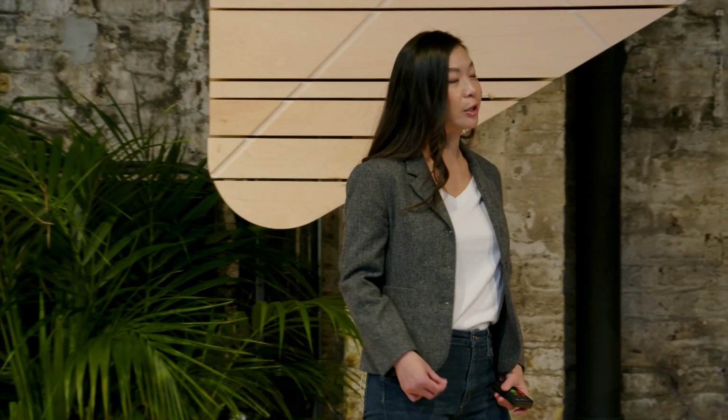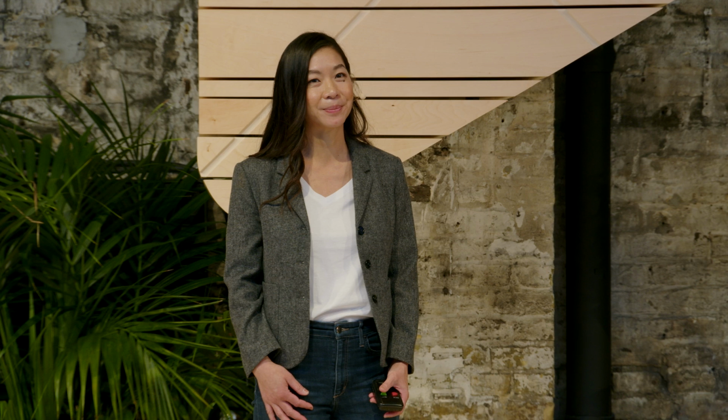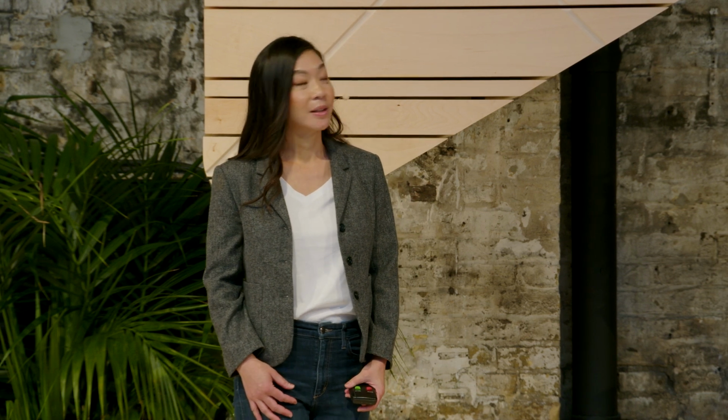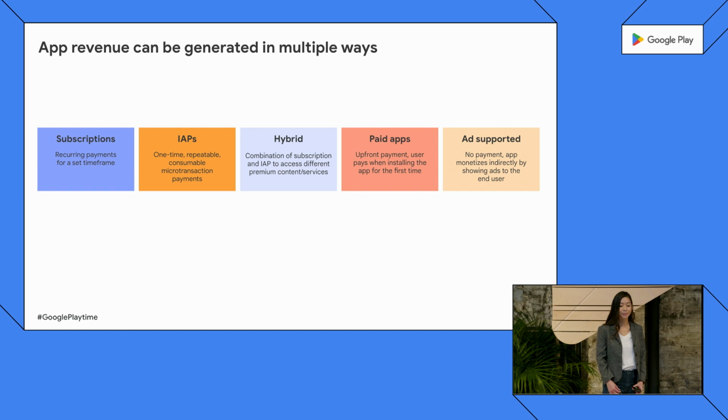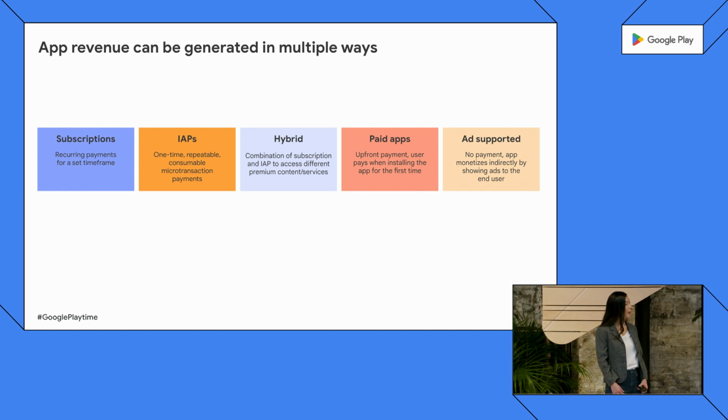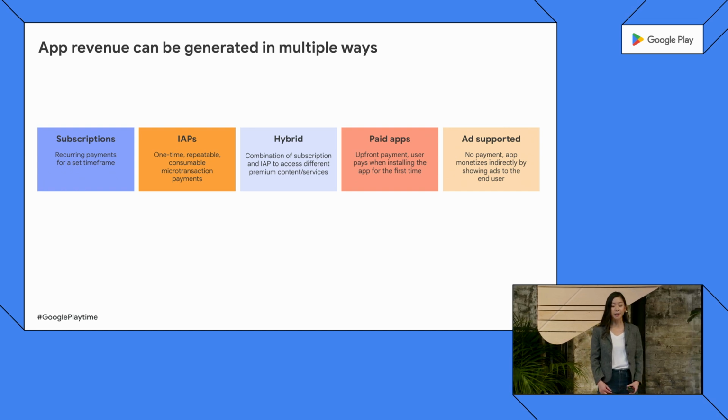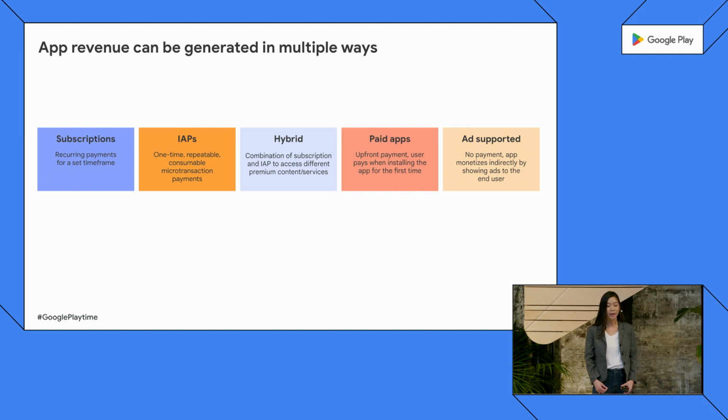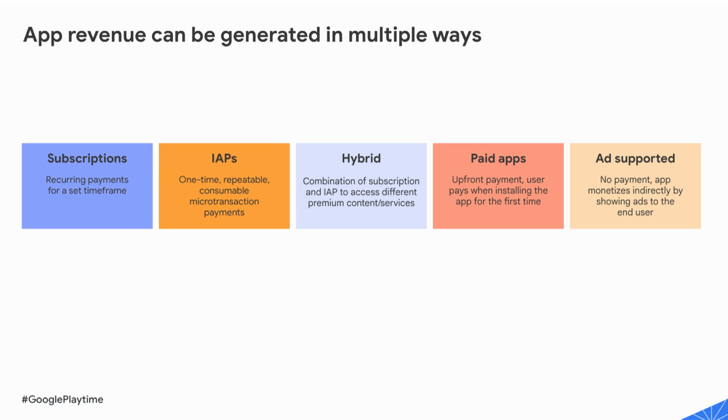So what are the revenue models for apps? I know most of you are familiar with these already, so I will run through them as a reminder. These are the 5 common revenue models we see implemented on Play apps today. Subscriptions with reoccurring payments, in-app purchases that are non-reoccurring, hybrid, my favorite, which is a combination of subscriptions and IAPs, paid apps, where users pay upfront at install, and lastly, ad-supported apps.